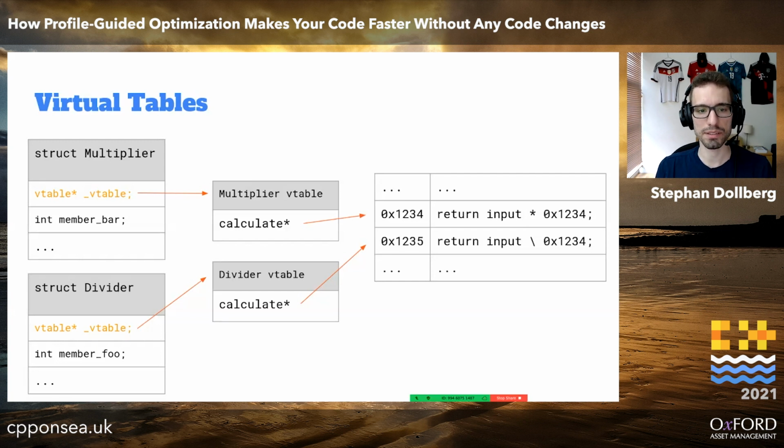Now, what does the compiler do when it wants to call a virtual function on such an instance? It does basically two loads. First, it loads the pointer to a vtable. Then it knows, okay, I need to call calculate. It's the first member. I load this pointer again, and then it knows, okay, to execute multiplier calculate, I need to jump to this address. And we'll see this in a bit on the assembly level. I just wanted to reframe it because I'm not sure whether everybody's familiar with that.